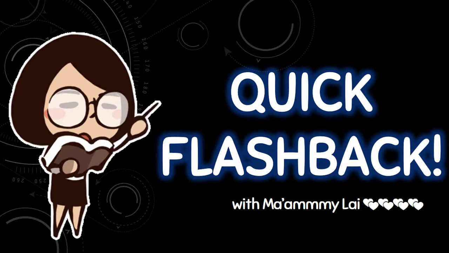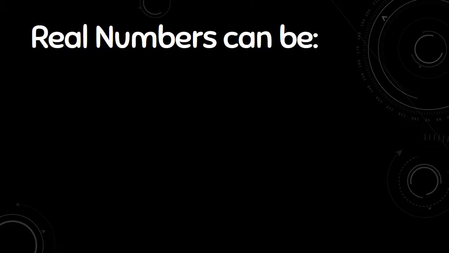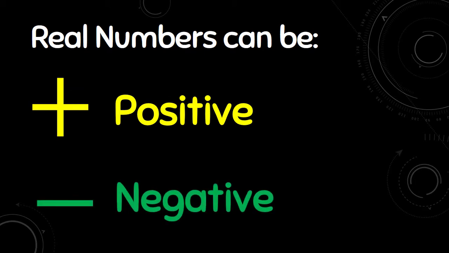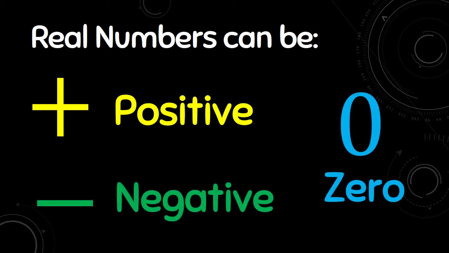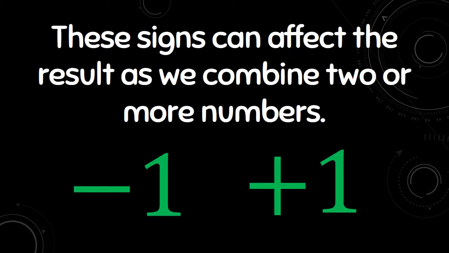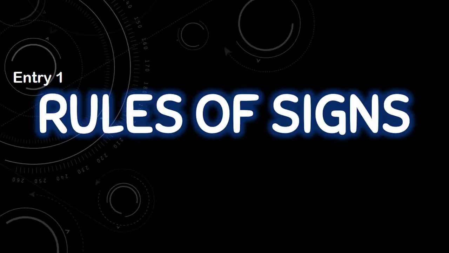This is the quick flashback of your math lessons from your lower years. We all know that real numbers can be positive, negative, and zero. These signs can affect the result as we combine two or more numbers, depending on the operations being asked. Here are the rules of the signs.